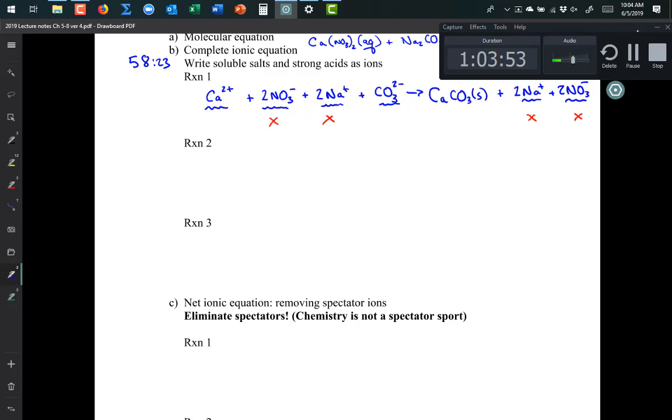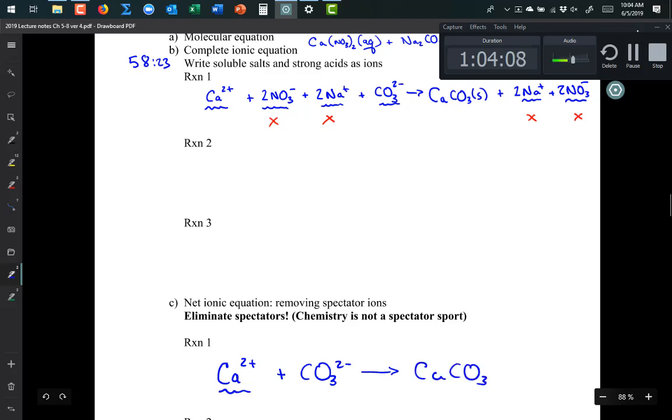So I'll write it as Ca2+, that's aqueous, plus CO3 2-, makes CaCO3, and that's solid. Solid and liquid show up so few times that I write the states for those. But for aqueous, you have to write that so many times, I just use the squiggly line. You could fit a lot more in that way, too.